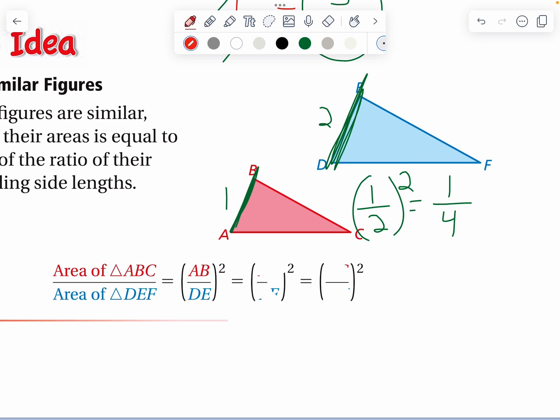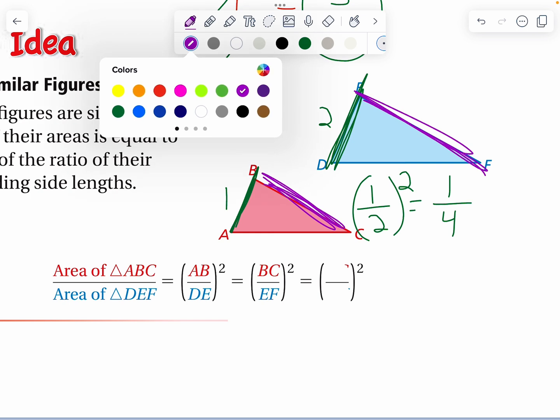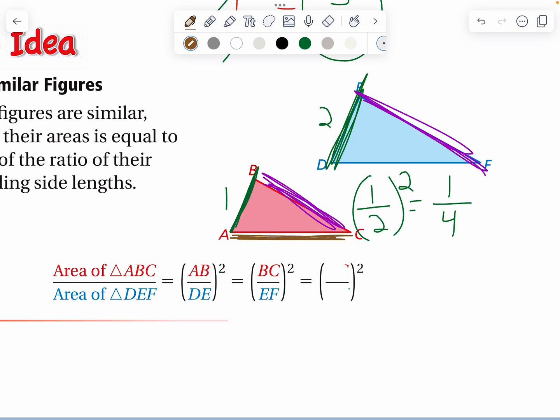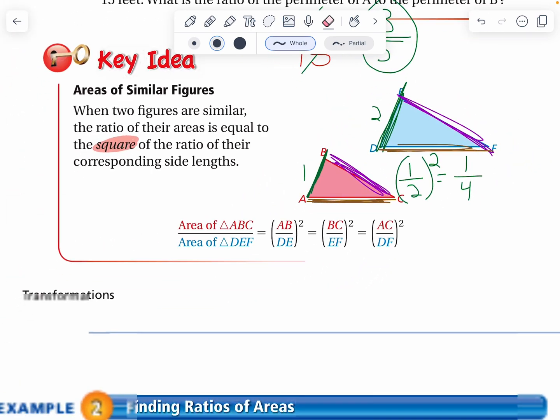Okay, let's go back to purple here for a second. Okay, BC goes with EF, right? So that should be right here. Yep, BC and EF. And then the last one, let's go, what color? Brown, okay? Brown right here, AC and DF go together, so it should be AC over DF. Now, notice you're going small to big, and small to big, small over big, small over big, small over big. Okay, you got to keep the same pattern. You got to keep the same ratio.